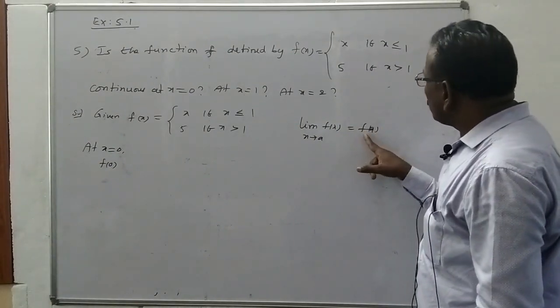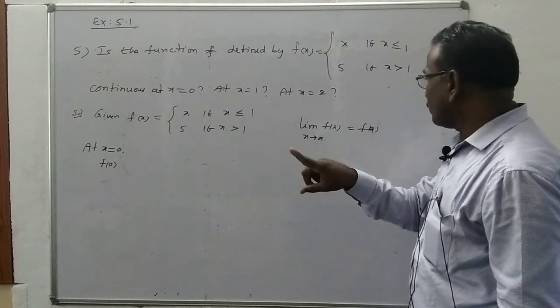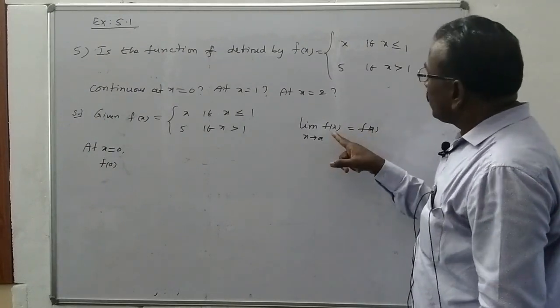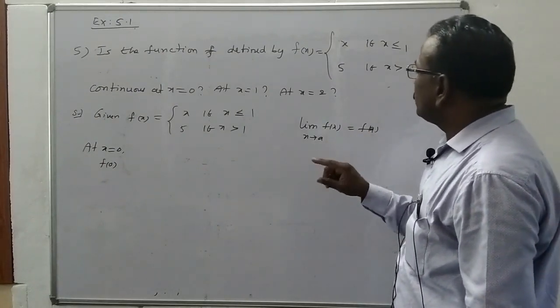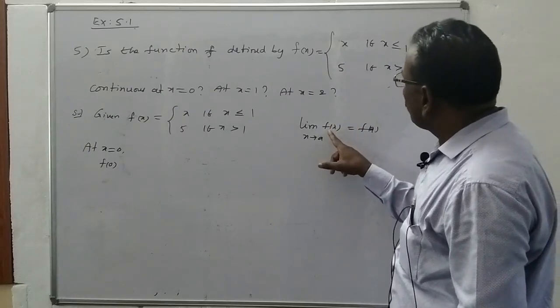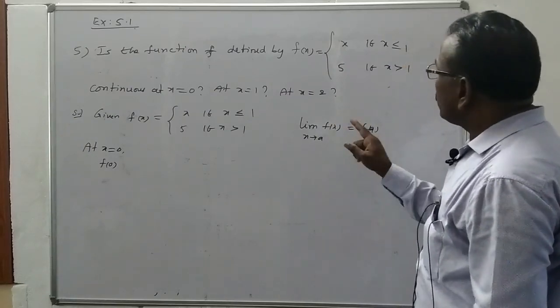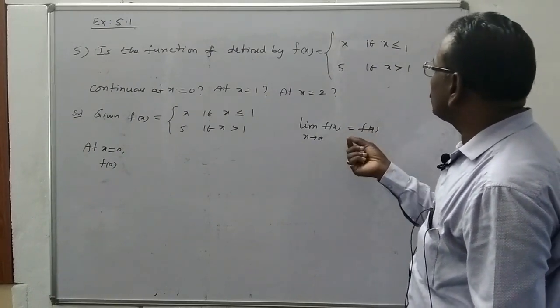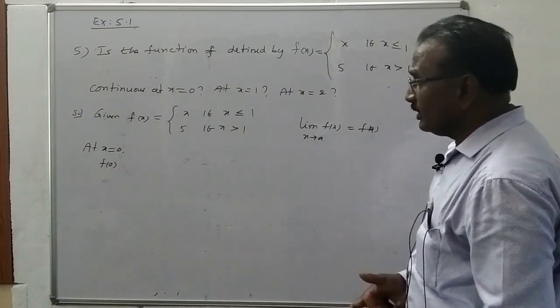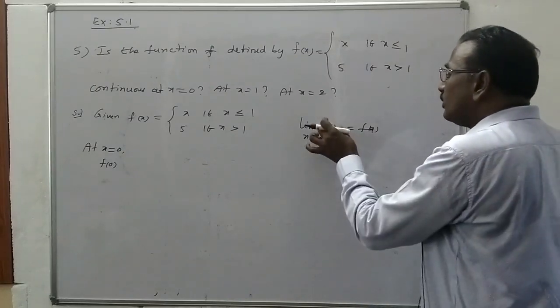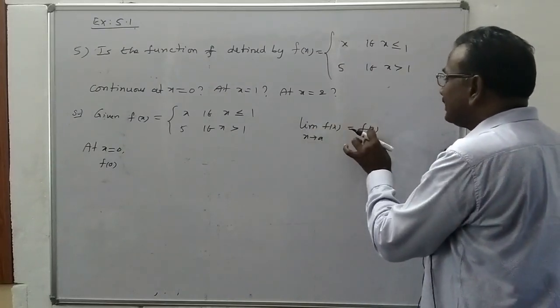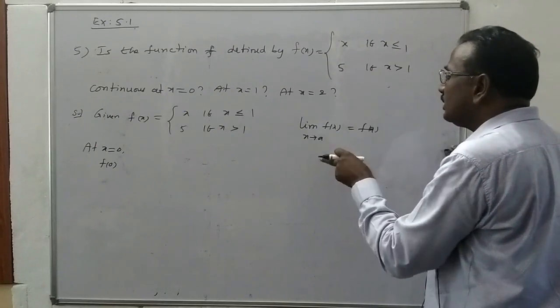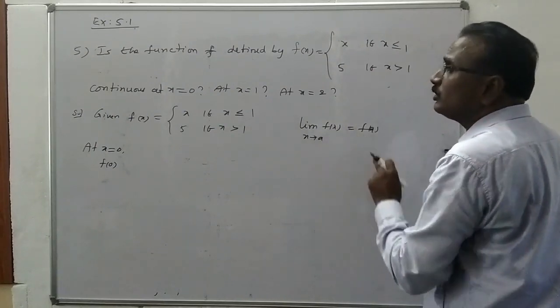Suppose the function value does not exist, the function is not continuous at x = a. Or the limit of this function does not exist, we say the function is not continuous. Or the limit exists and the function value exists but they are not equal, again we say the function f(x) is not continuous. So if the limit exists and the function value exists and both are equal, we say that f(x) is continuous at x = a.